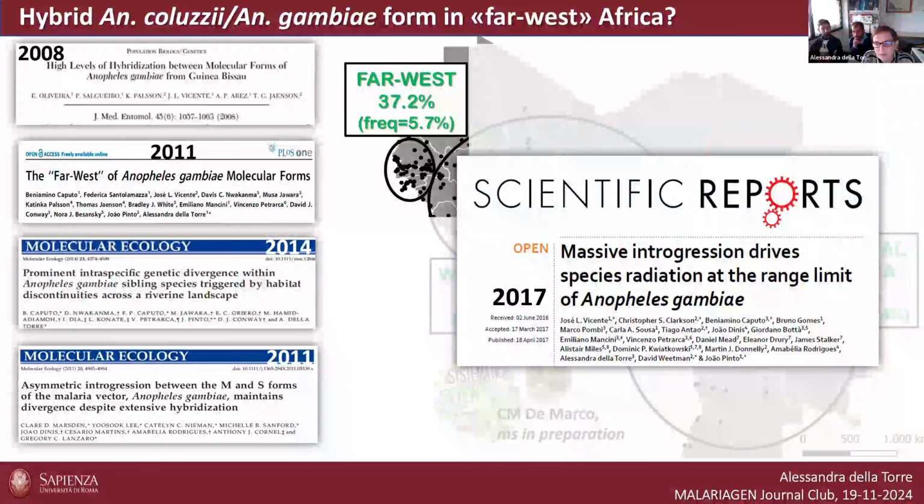And at the end, in 2017, we published a paper in collaboration with many groups, including Dominique, Martin, David Weetman, and Alistair, where we hypothesized that in this specific Far West region of Africa, a massive introgression led to the formation of a hybrid species. And we wondered whether this hybrid species was stable. It looked like it was stable because these hybrid genotypes were found for 20 years at very high frequency, and what kind of phenotypes this form could have, and whether it could have some relevance from the malaria transmission perspective.